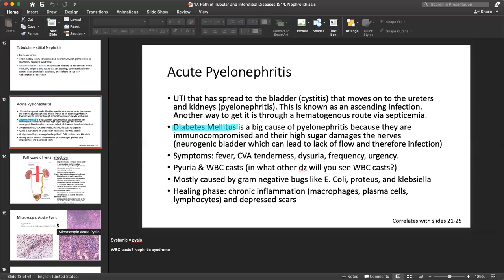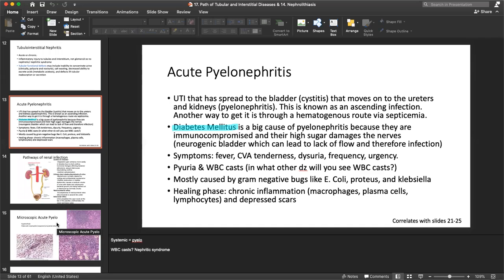Acute pyelonephritis is going to be a UTI that has now spread up the ureters into the kidneys. It's known as an ascending infection because we start at the bladder and we go up. And this is a way that can cause the patient to become septic. So like that's the next step. Like they got a UTI, now they got pyelo, now they're septic.